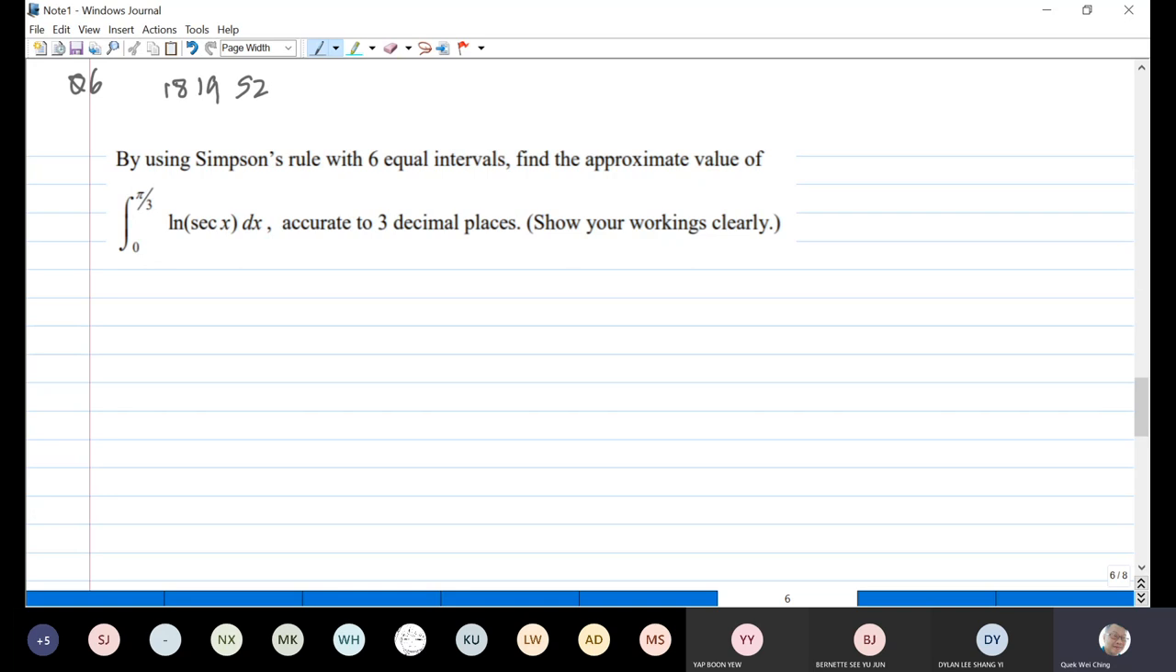Okay, use the Simpson rule with 6 intervals to find the approximate value, correct to 3 decimal places. Wow, right? This is crazy. One thing for sure is this n must be an even number for Simpson rule. If you find an odd number, something is wrong with the question. Okay, what else? Oh, there's a trigonometric function there. So make sure to use radian mode.